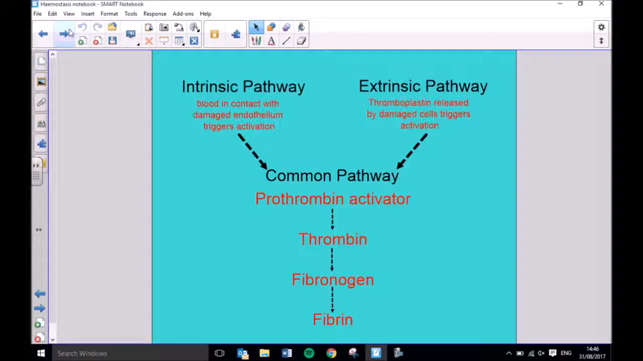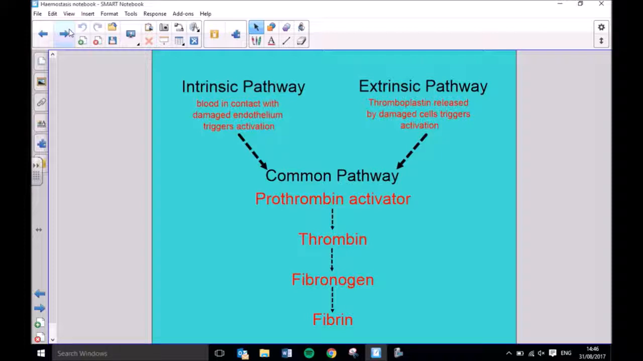Prothrombin activator is the first factor in the common pathway of the coagulation cascade. And I am going to talk now about a few factors, and these are factors that you do need to know. It's the only ones that you need to know the name of. So please do whatever you can to make this stick with you.